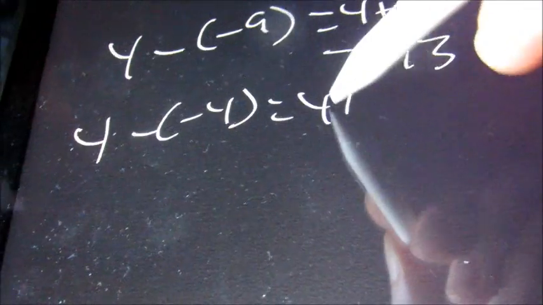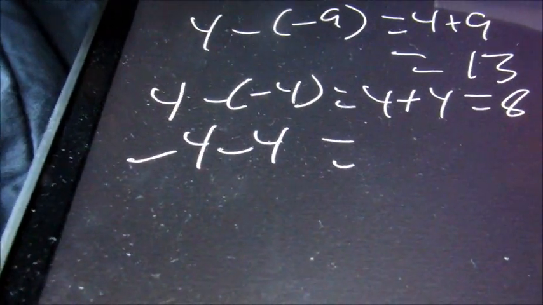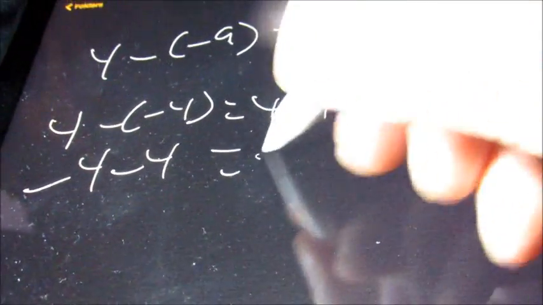So a few more examples. Let's say we have 4 minus negative 4. This becomes 4 plus 4, which is 8. So we have negative 4 minus 4. Here, we have two negatives, so we're just adding them and keeping the negative sign. So we have a negative 8.